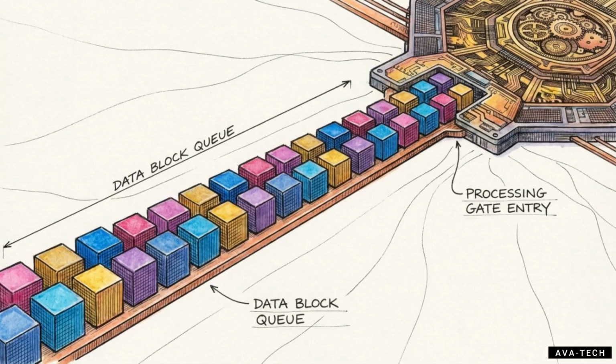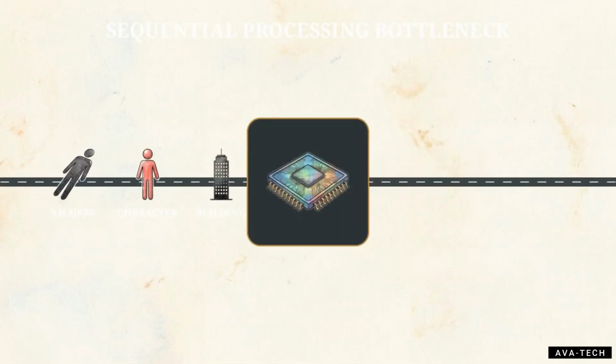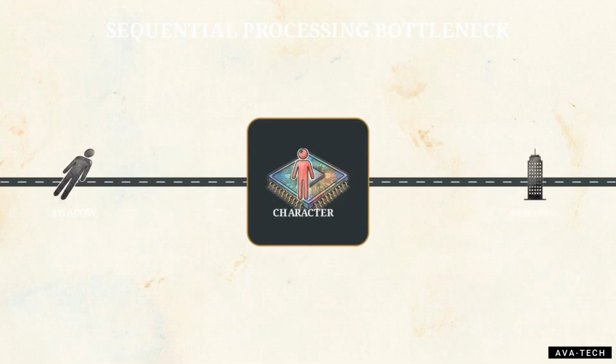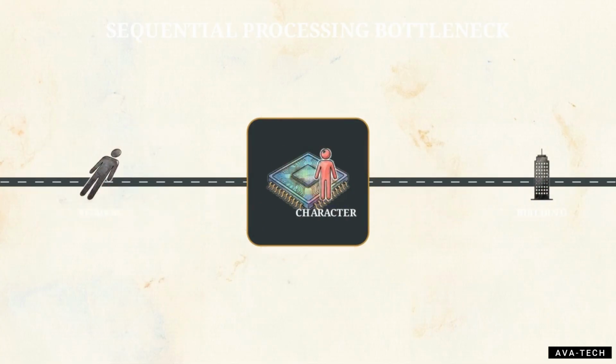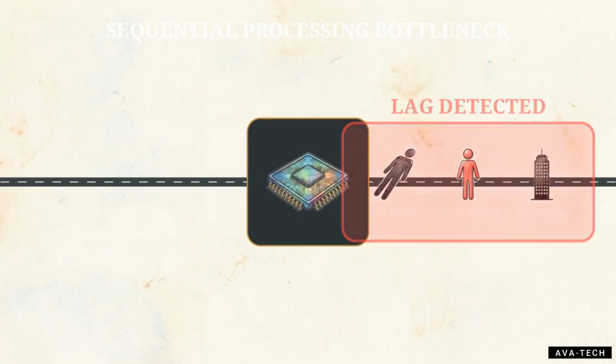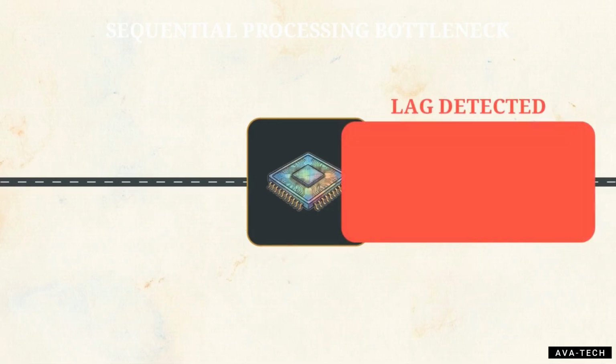It is built as a sequential processor, taking complex instructions and solving them one by one in a strict step-by-step order. This flowchart demonstrates why that creates a bottleneck in gaming. To load an environment, the CPU has to work in a single file line. First, it loads the building. Only when that finishes can it load the character, and then finally, the shadow. In a video game, that delay creates massive lag.